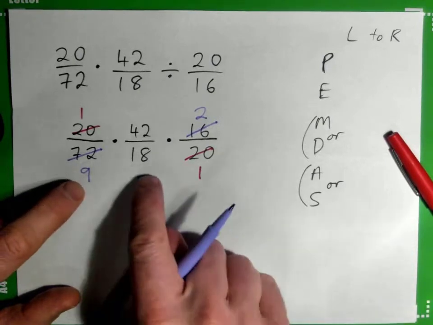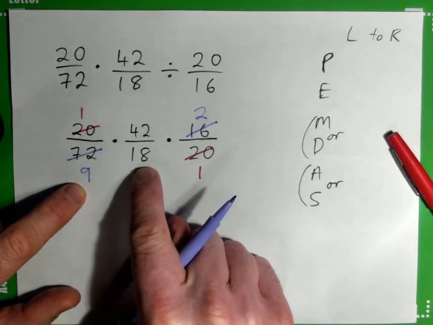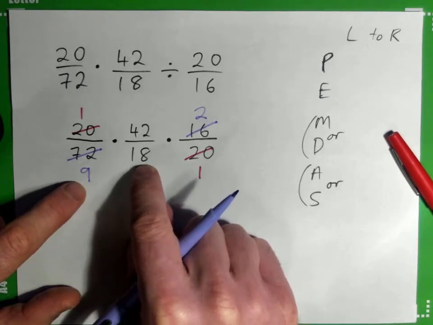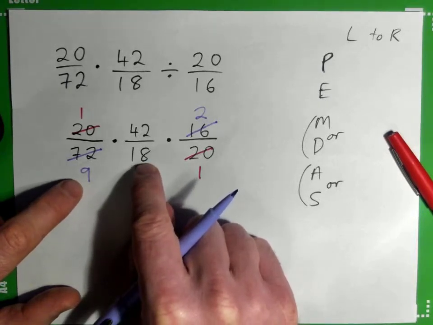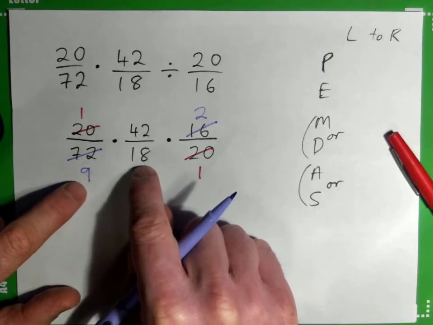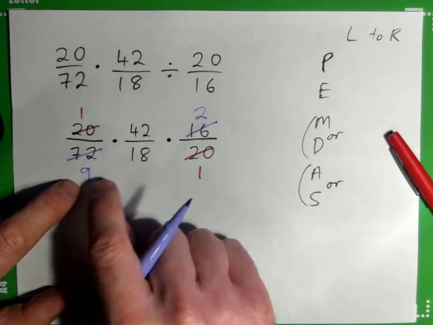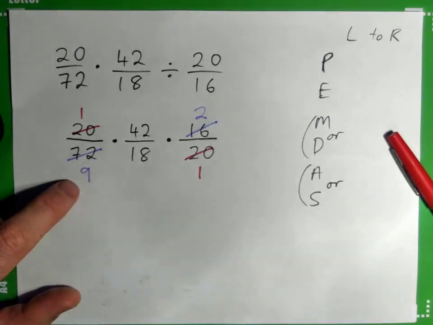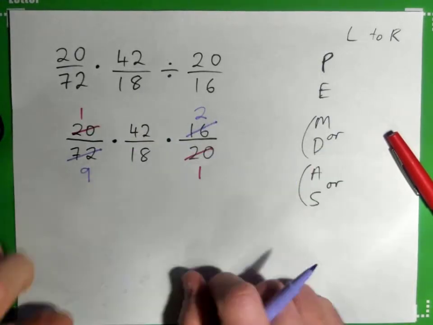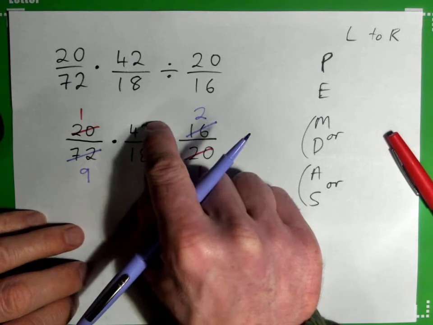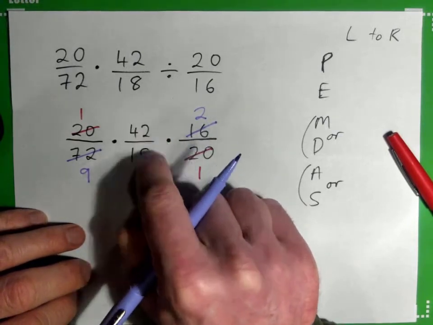Pop quiz. Can we cross cancel 9 with 18? Are we allowed to do that? Correct. No, because they're both on the bottom. You can only cross cancel things with the top and the bottom. Okay, how about 42 and 18? Give me something large that goes into both of those.